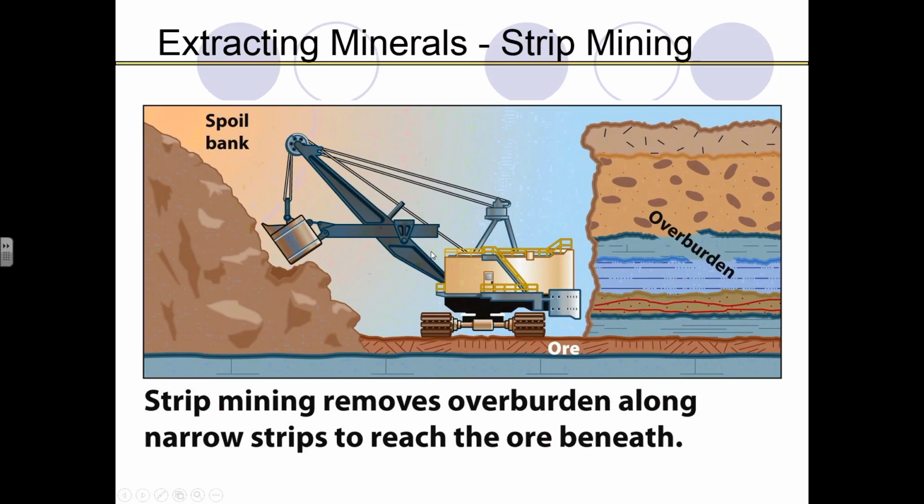And so with strip mining, you're basically going to mine in parallel trenches, strip by strip, and the overburden is going to go into the old trench. So as you mine in rows or strips, all of that overburden is going to be taken out and put into the previous trench that you just mined for that mineral. So it says strip mining removes overburden along with narrow strips to reach the ore beneath. And so this again is an example of surface mining.